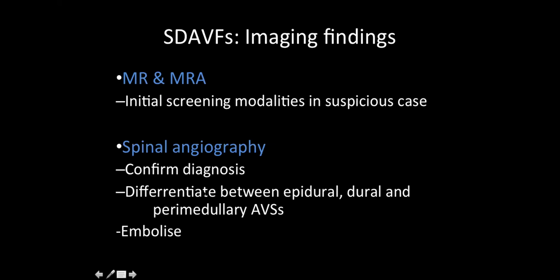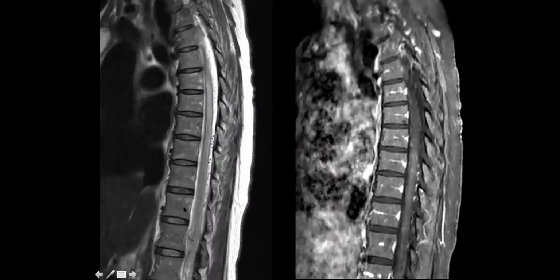And lastly, angiography, we can do embolization on the same setting or on a follow-up. So typical findings in early stage of spinal dural AVF is intramedullary edema, which is seen as a T2 hyperintensity signal. Sometimes in cross-section, we can see a thin hypointensity rim around the cord, which is due to the deoxygenated blood in the dilated perimedullary capillaries. So sometimes there can be a non-specific diffuse kind of contrast enhancement.